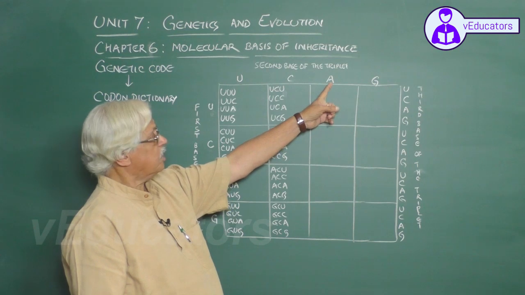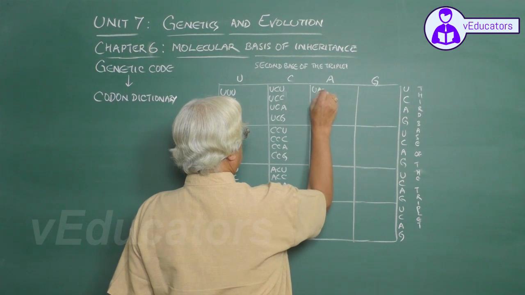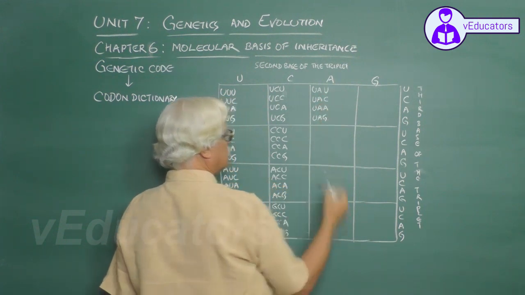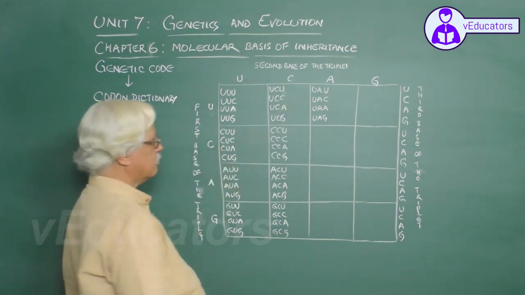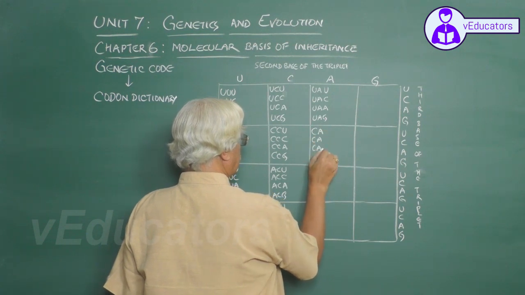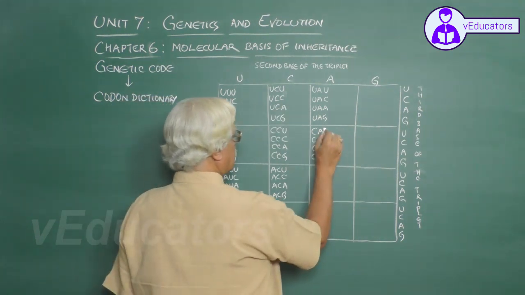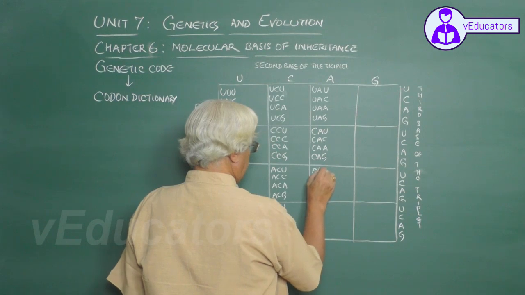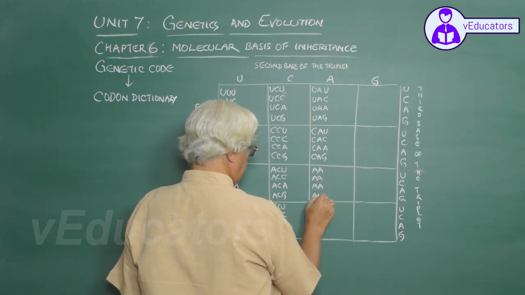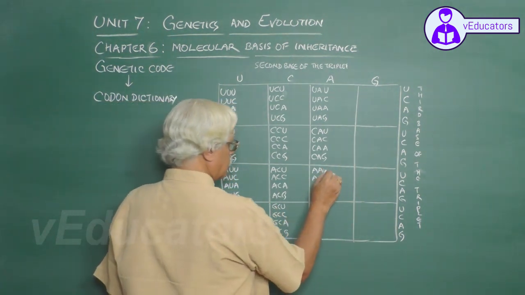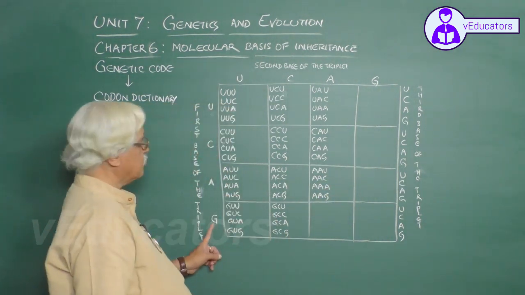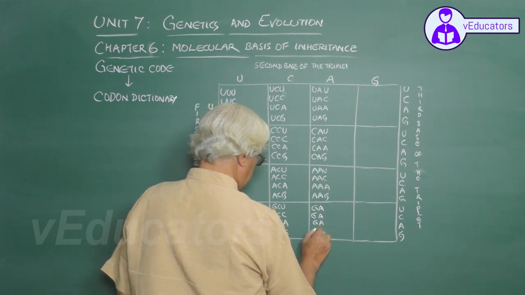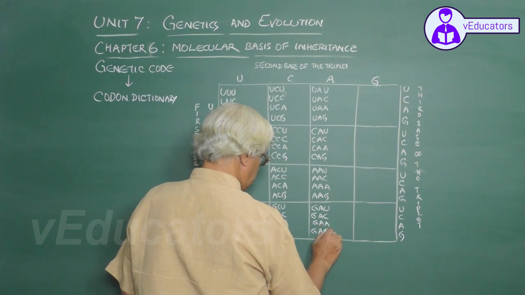Now the second base is going to be A. So UA, UA, UA, UA, UCAG. C and A, CA, CA, UCAG. A and A, AA, UCAG. G and A, GA, UCAG.